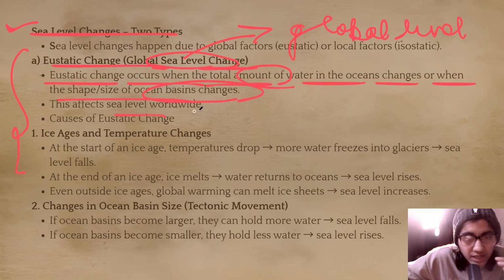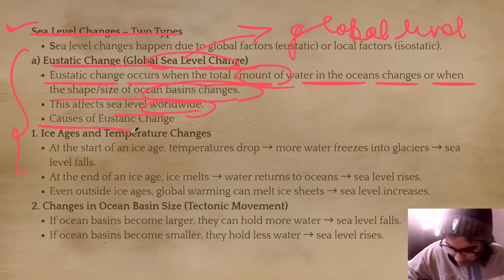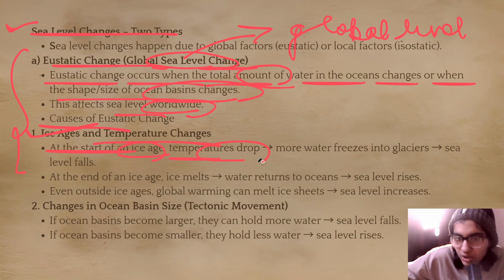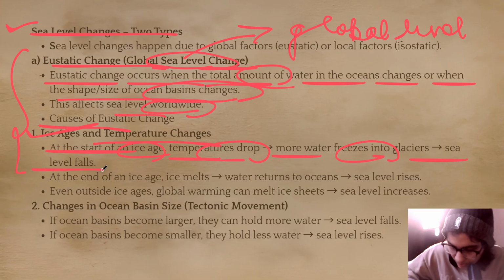This affects sea level worldwide, and the causes of eustatic change are ice ages and temperature changes. At the start of an ice age, temperature drops, more water freezes into glaciers, and sea level falls. So sea level falls because most of the water is converted into ice.